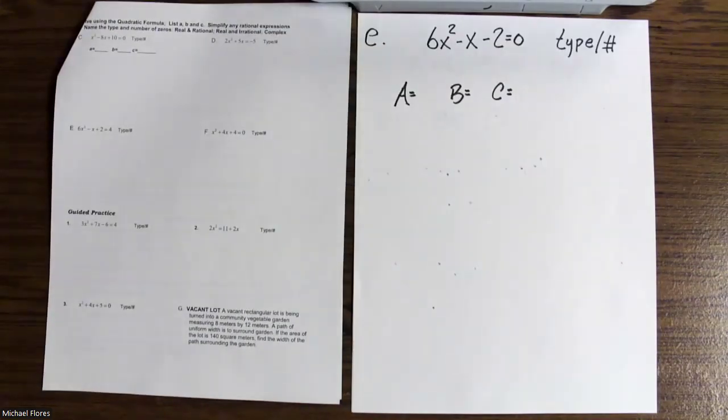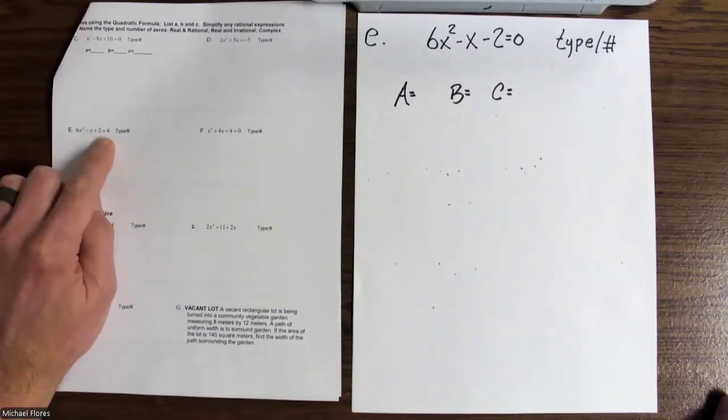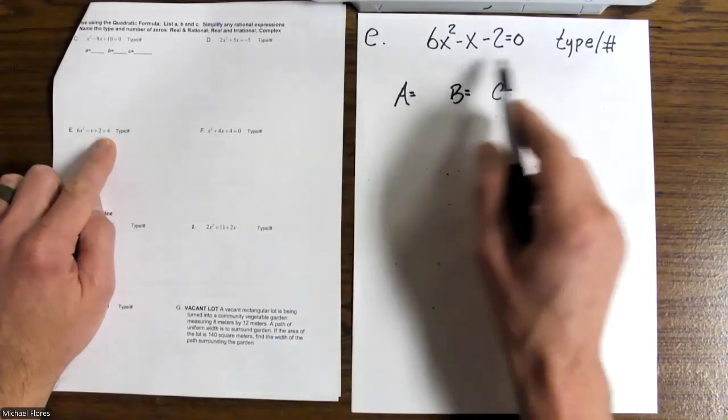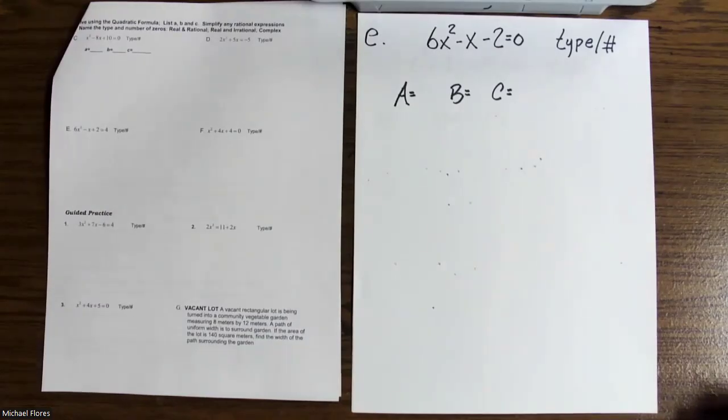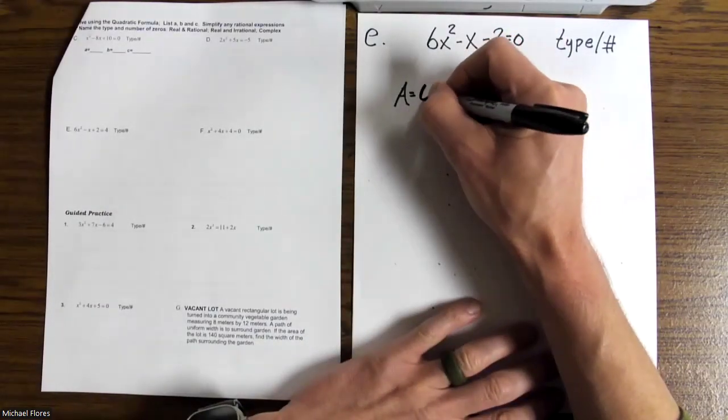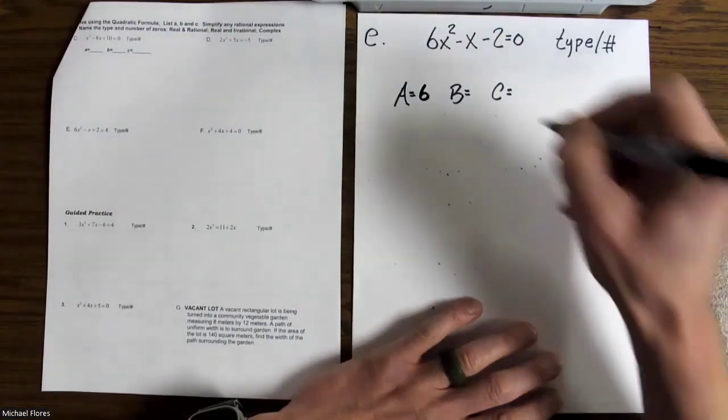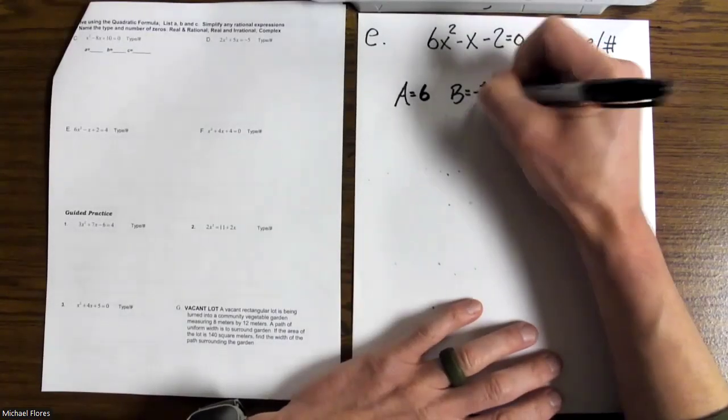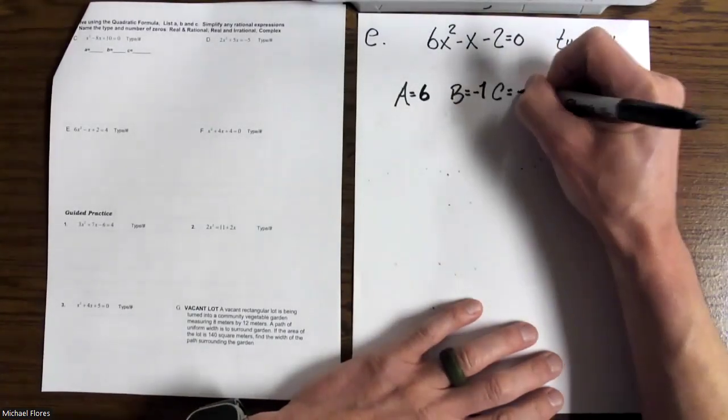Taking a look at example E, this one is also not set equal to 0, so make sure you subtract 4 from both sides of the equal sign, which would then have our equation at 0. If you do so correctly, this is where we should be. Our A value here is 6. Our B value is -1. Our C value is -2.